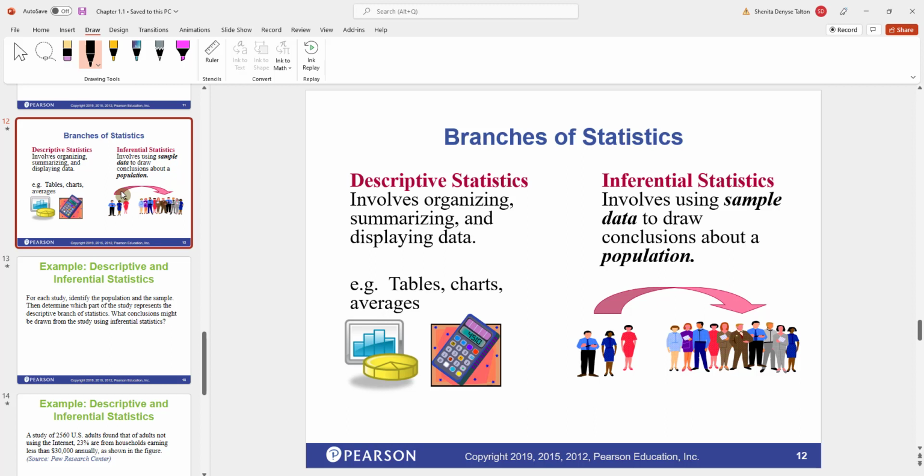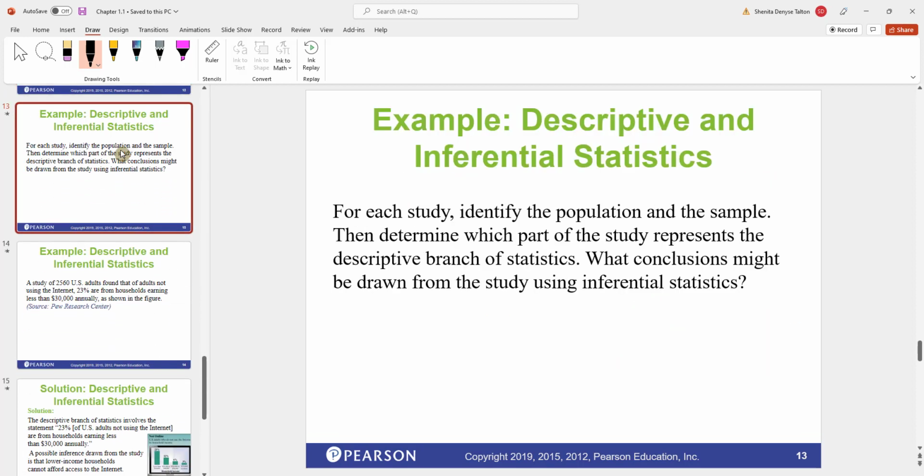Now let's talk about branches of statistics. We have descriptive statistics, which involves organizing, summarizing, and displaying data. So you'll see tables, charts, averages. That will be considered descriptive statistics. Inferential statistics uses sample data to draw conclusions about a population. In these next examples, we're going to identify the population and the sample, and then determine which part of the study represents the descriptive branch of statistics and what conclusions might be drawn from the study using inferential statistics.